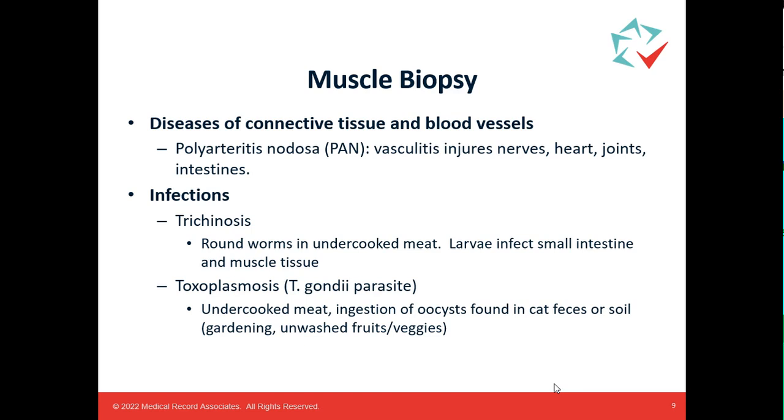We can also determine if a patient has an infection, such as trichinosis or toxoplasmosis. In both of these cases, lab tests are usually sufficient for a diagnosis, but your provider can do a muscle biopsy if he deems it necessary.